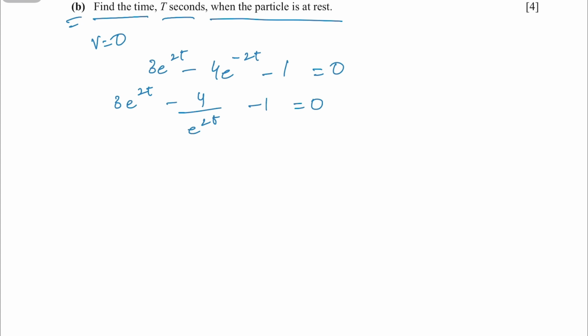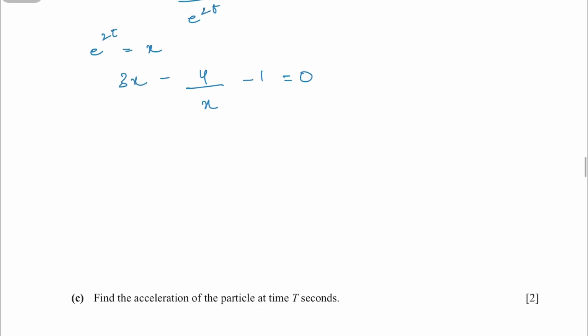This is similar to something. Let's just substitute e power 2t as our x. So this would be 3x minus 4 over x minus 1 equals 0. Multiplying the whole equation by x, this would be 3x squared minus x minus 4.